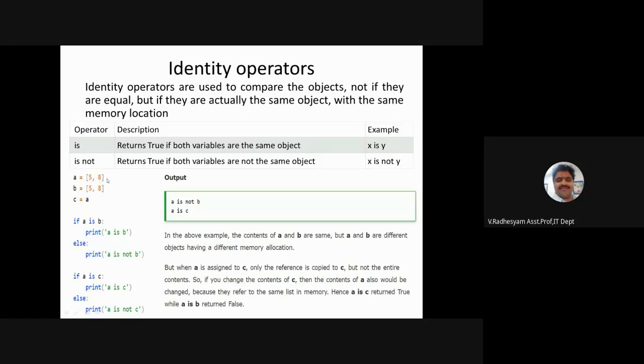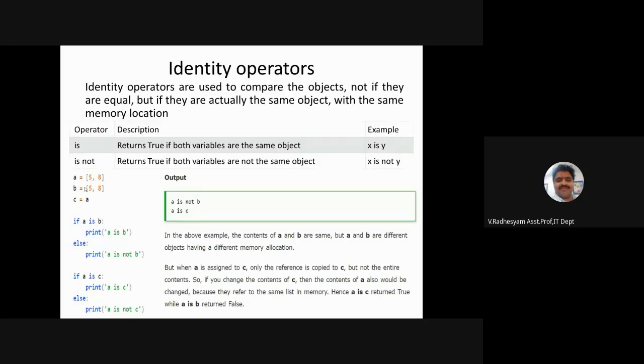Sir, here 5 and 8, here also 5 and 8, then A and B are the same. Don't think like that. Here it compares the object, not the value. That means the content of A and B are the same, we agree. But A and B are different objects, having different memory locations. Their memory locations are different.